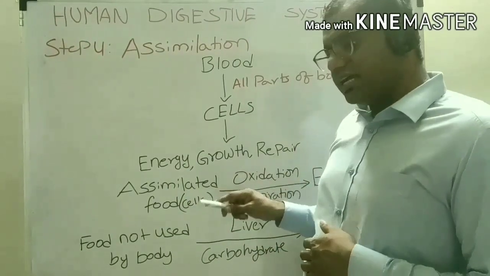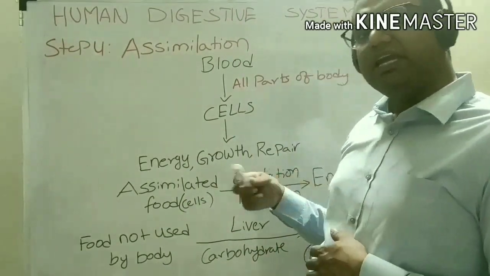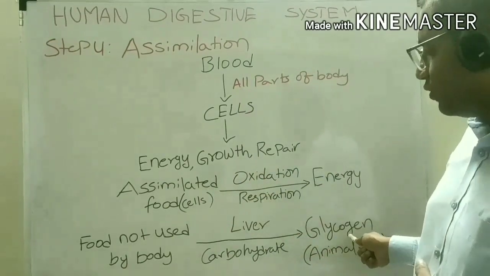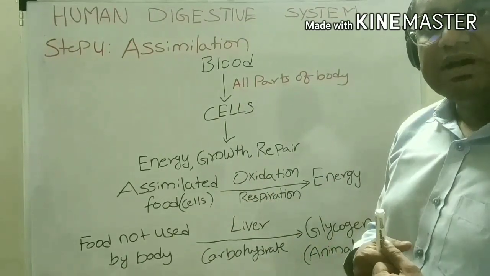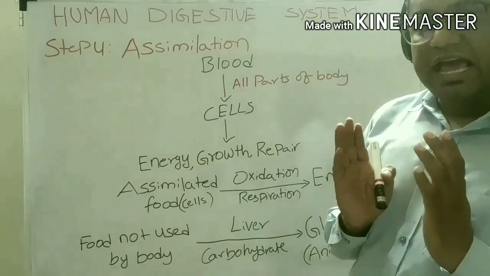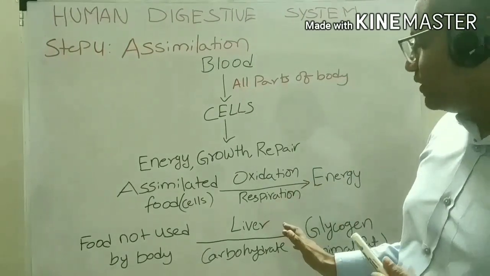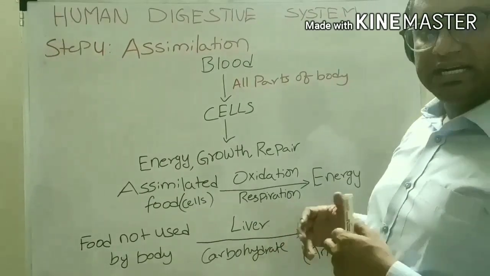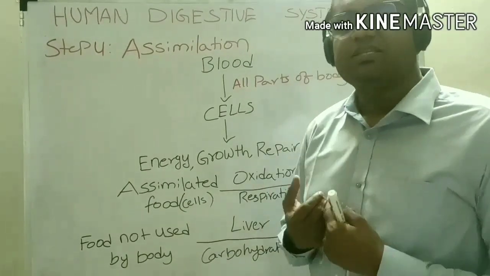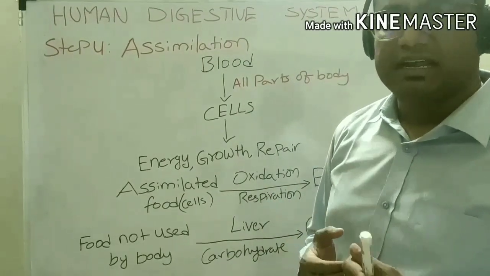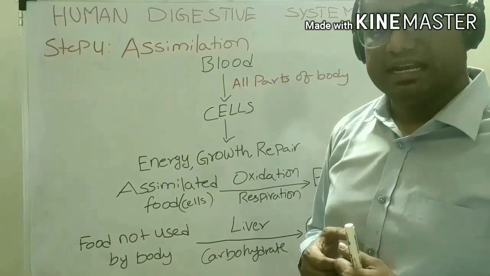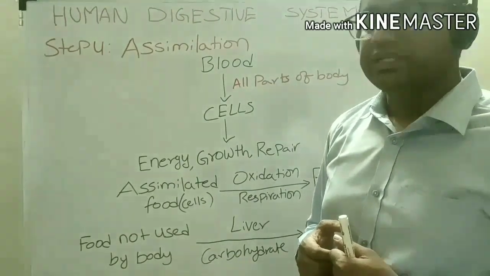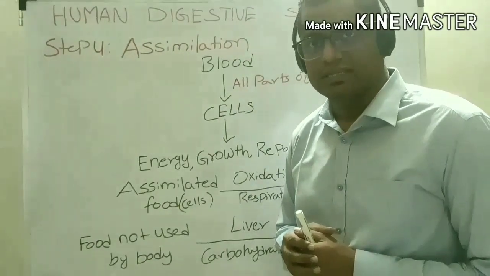And the food that is not utilized by the body is converted into glycogen. Glycogen is known as animal fat and it is stored in liver. This glycogen is a complex carbohydrate compound and it will be utilized by the body for future requirements whenever it is required. So this is what assimilation is.